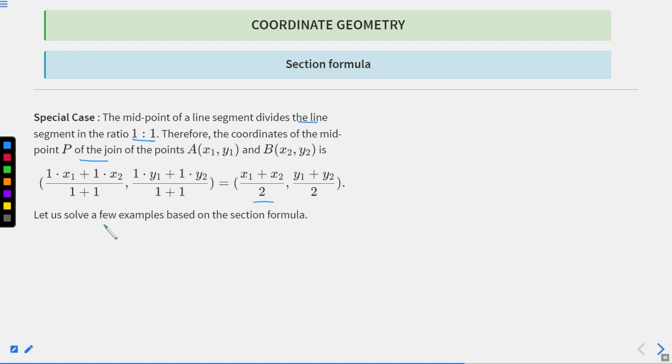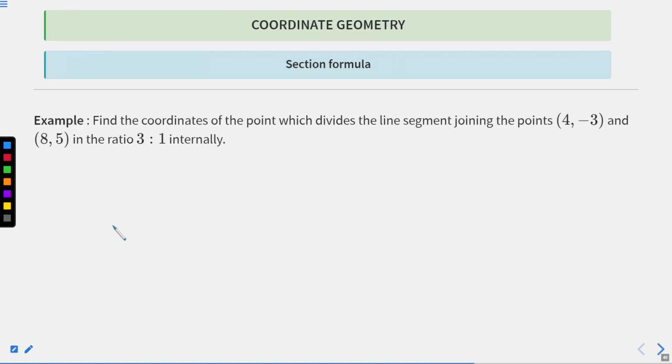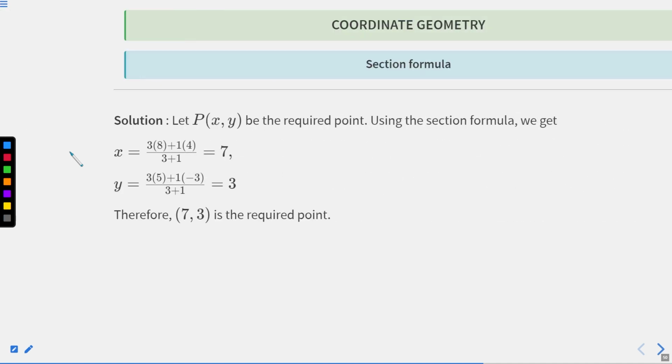So now let us solve a few examples based on this section formula. Okay, so let us explore some examples. So here in the first example, you have to find the coordinates of the point which divides the line segment joining the points (4, -3) and (8, 5) in the ratio 3:1 internally. Okay, so we need to find the coordinates of the point. So let us solve this example.